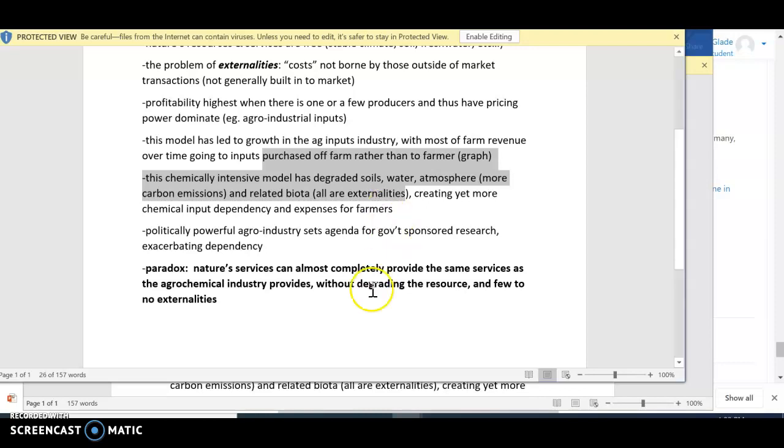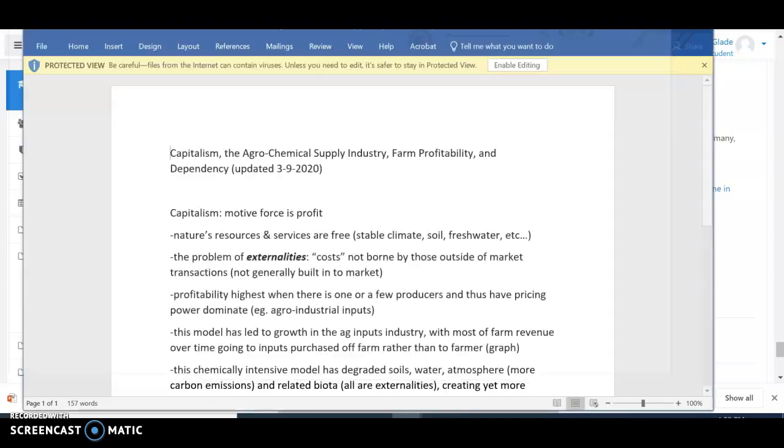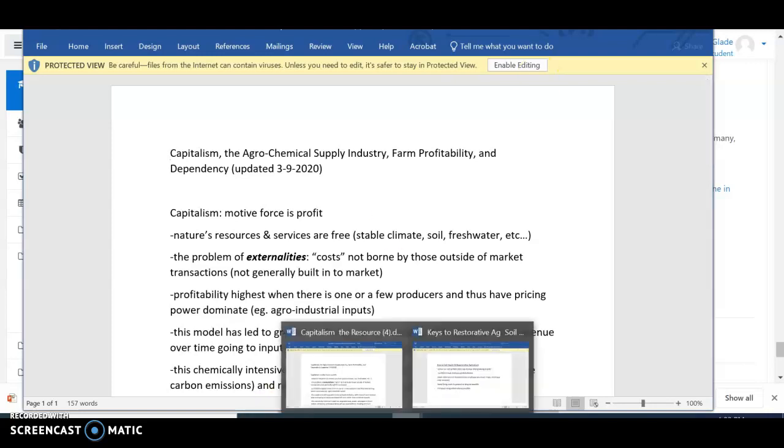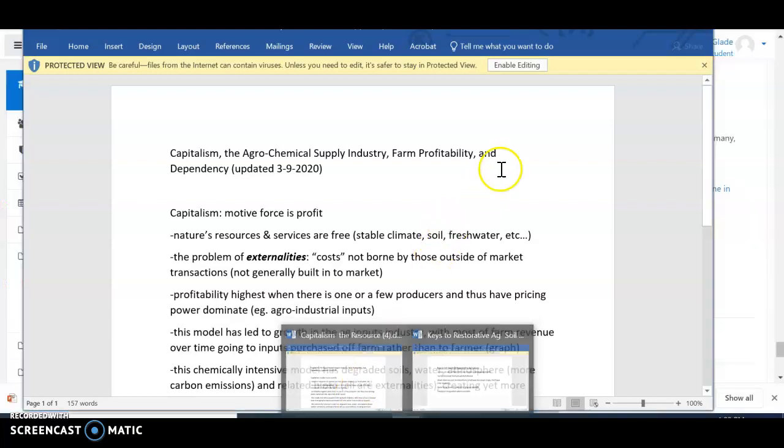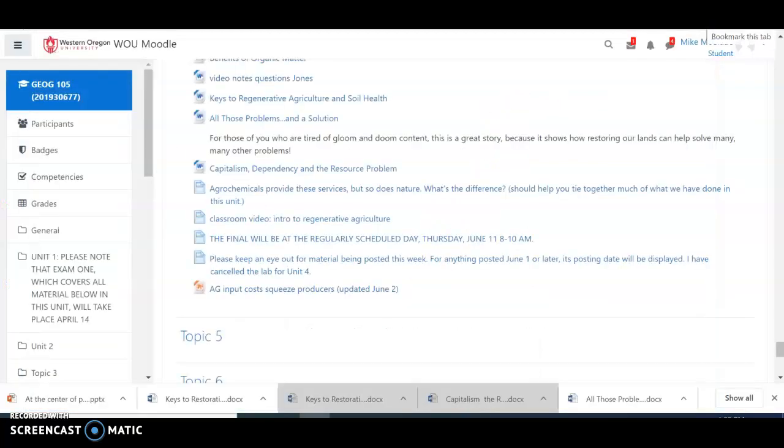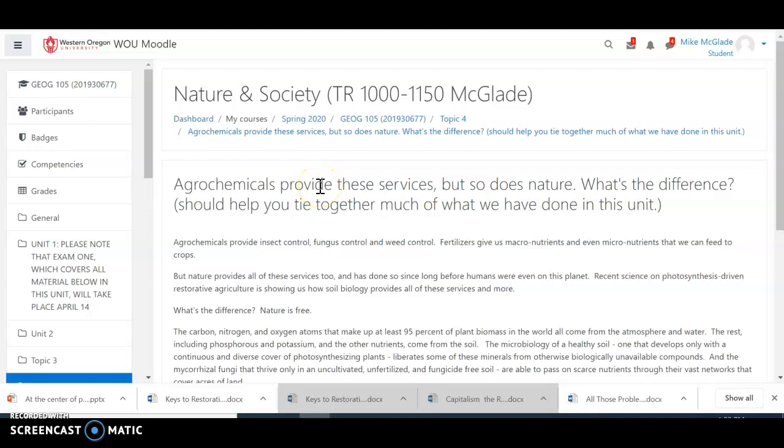So now let's go to one other link in the Moodle system. It's the Agrochemicals Provide file. And let me find it. Let's just go right back to, here we are. There we go, right there. So now we're going to look at this one. Agrochemicals provide these services, but so does nature. Okay. Something to think about.